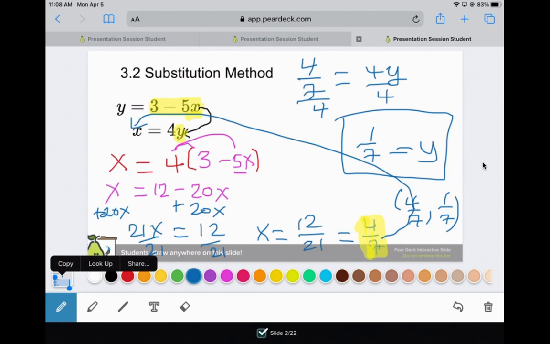So when you do this, you carry one expression, bring it over, substitution, solve for one letter, and then plug it back in to solve for the other one.